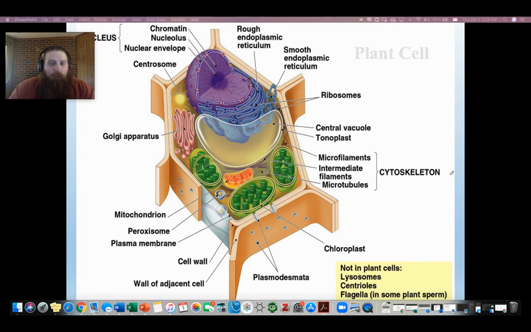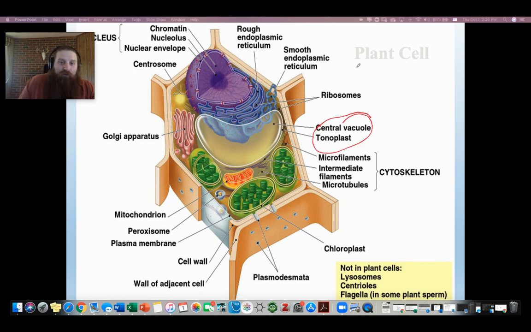Here's a plant cell. Plant cells don't have lysosomes, which we'll talk about shortly. They don't have centrioles. They don't have flagella generally. And things that they do have that really sets them apart from an animal cell, pretty obvious. They have a cell wall, which is a much more rigid shape that the cell has. And they also have this tonoplast, this central vacuole, okay?